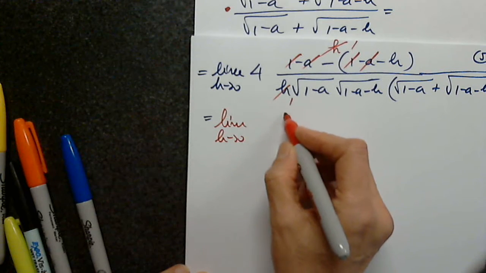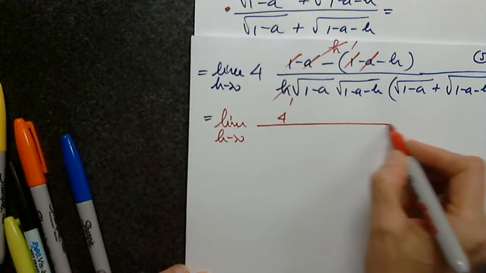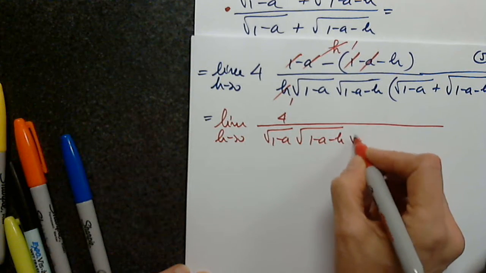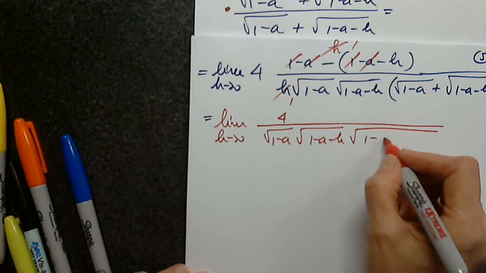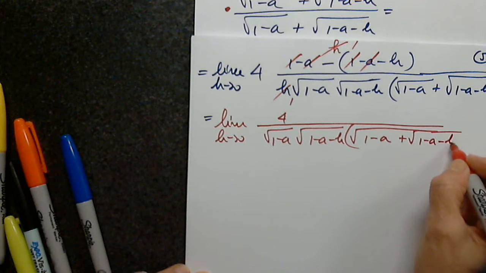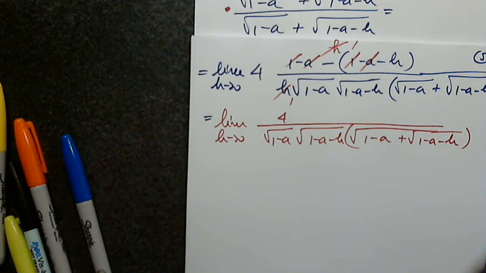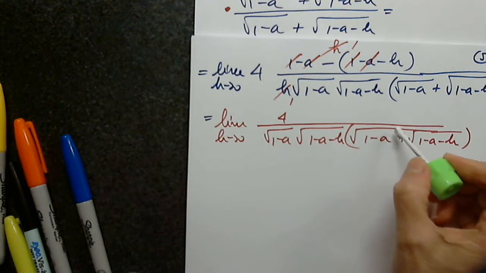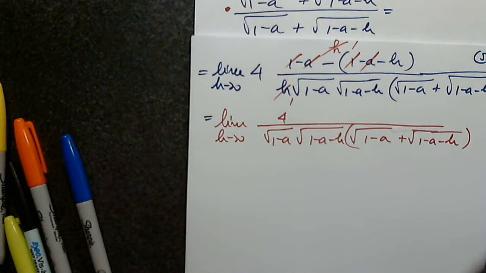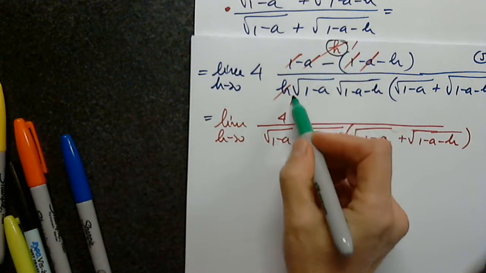H approaches 0. 4 over the square root of 1 minus a, the square root of 1 minus a minus h, the square root, oops, I didn't mean that, plus the square root of 1 minus a minus h. And I have to delete something here. Good. Not a problem. The problem is gone. So the last H was crossed out along with this one.